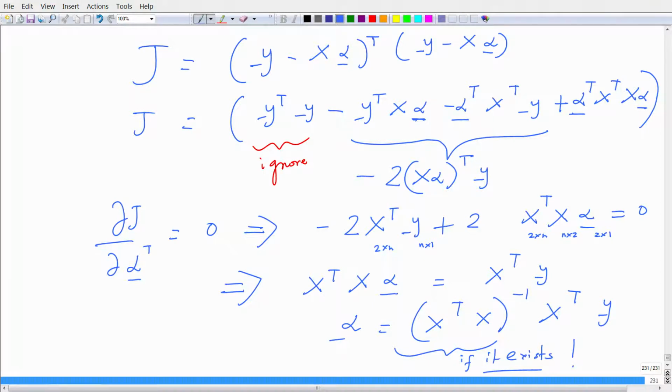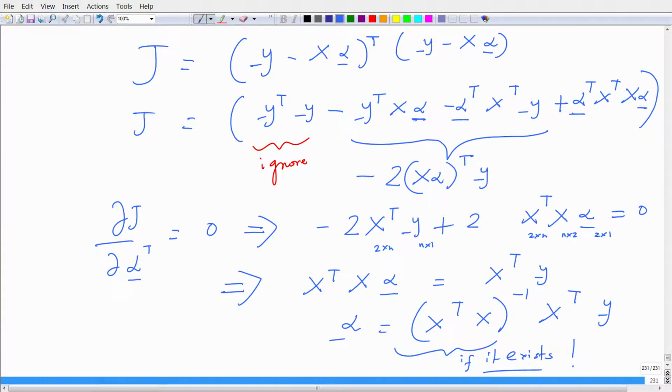Now, this is a matrix equation, it is not like a scalar equation. So, what we have is X transpose X times alpha is X transposed y. Now, it is straightforward to compute alpha as X transposed X inverse times X transpose y. You pre-multiply by X transpose X inverse on both sides and you get this result. But what is important to observe is that this inverse of X transpose X should exist.